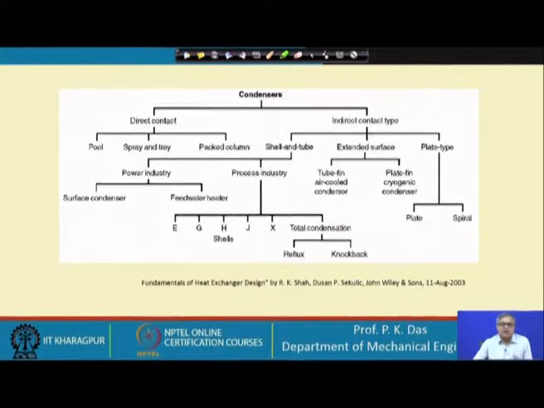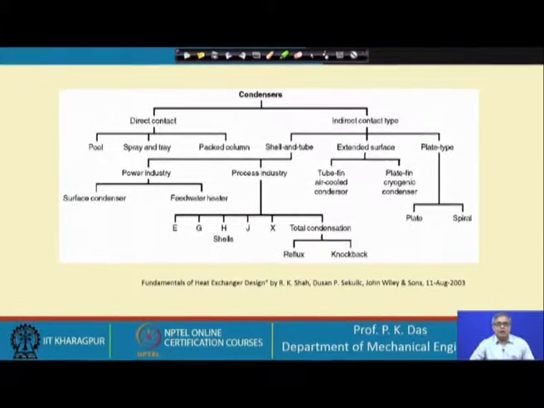are not restricted, a large amount of heat load has to be taken care of. So, shell and tube heat exchangers are used. So, in the power industry we have surface condensers and we have feed water heaters. So, let me explain these two things.